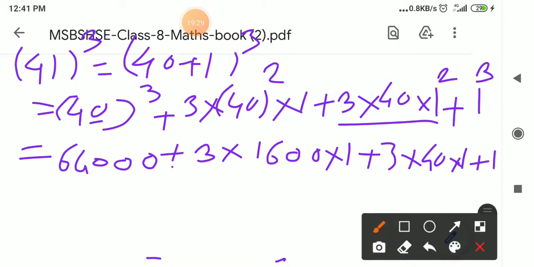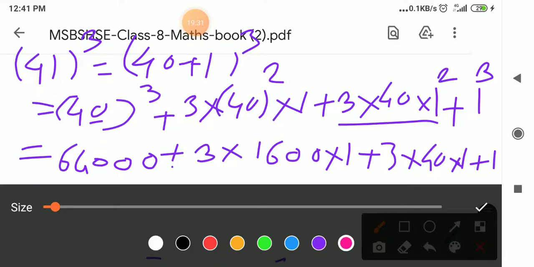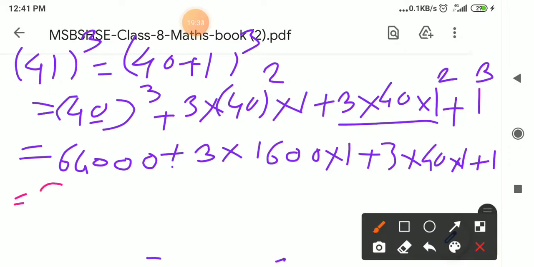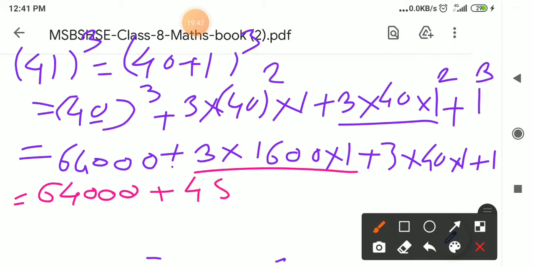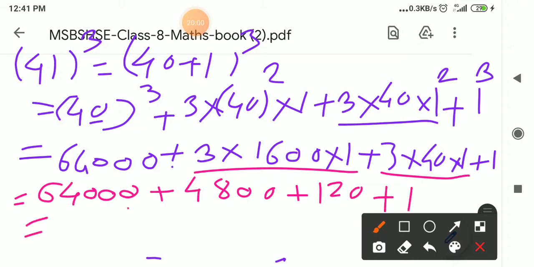Now for the next step, we have to write this one as it is, 64,000 plus these 3's multiplication. So 16 3s are 48 and 00, that is 4800. Now do the multiplication of this, 3 4s are 12 and 12 into 10 is 120, 120 into 1 is 120, plus, and do the addition of this. Okay, 0 plus 0 plus 0 plus 1 is equals to 1.